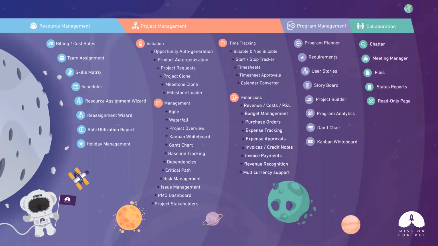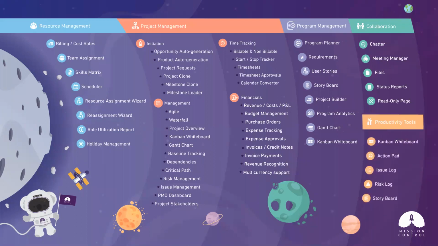Collaboration's all important. Obviously, leveraging Salesforce Chatter. We introduced Meeting Manager almost a year ago, so you can actually host your meetings within Mission Control and track time against those. Obviously, Salesforce Files, out-of-the-box status reports, which we've just updated. You can send out to your clients weekly and ad hoc, and we've also released a read-only page where you can share that with your clients, so they don't need a Mission Control or a Salesforce login. And of course, those productivity tools, some of these used in different areas, things such as the action pad and the issue and the risk log.